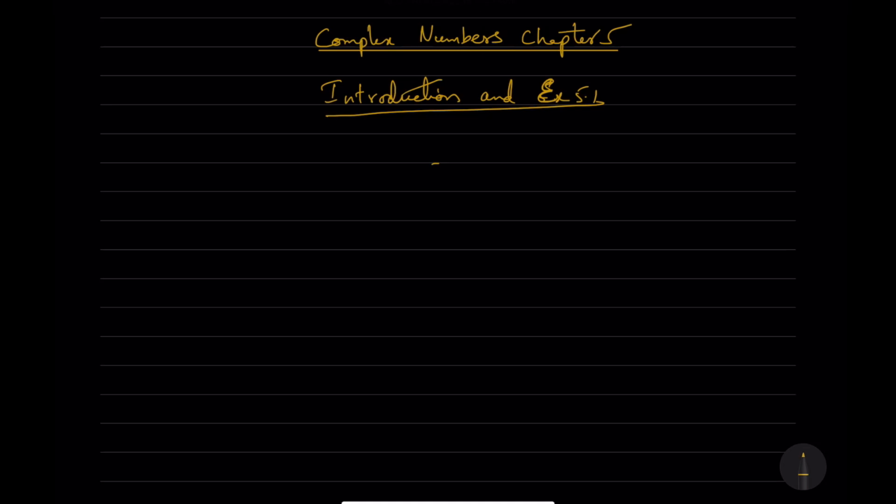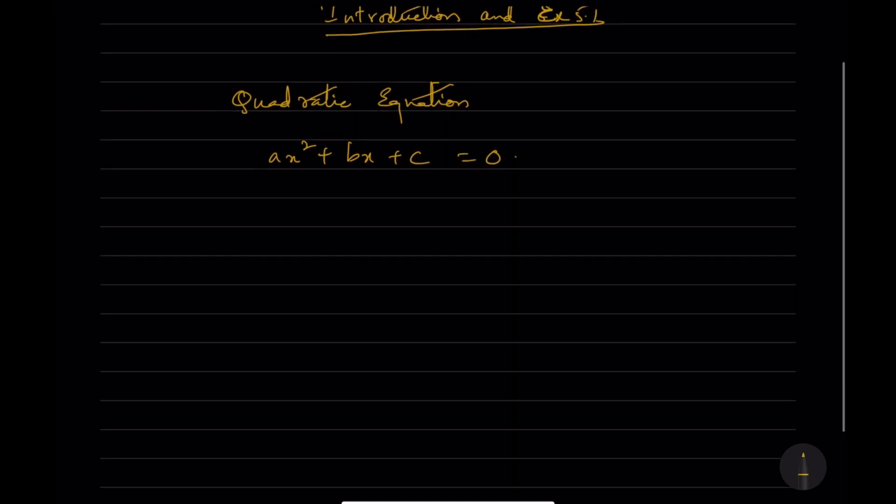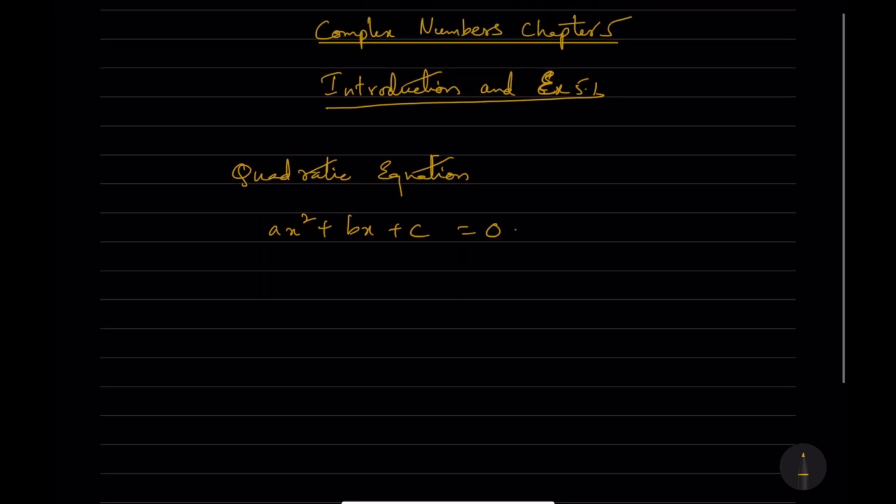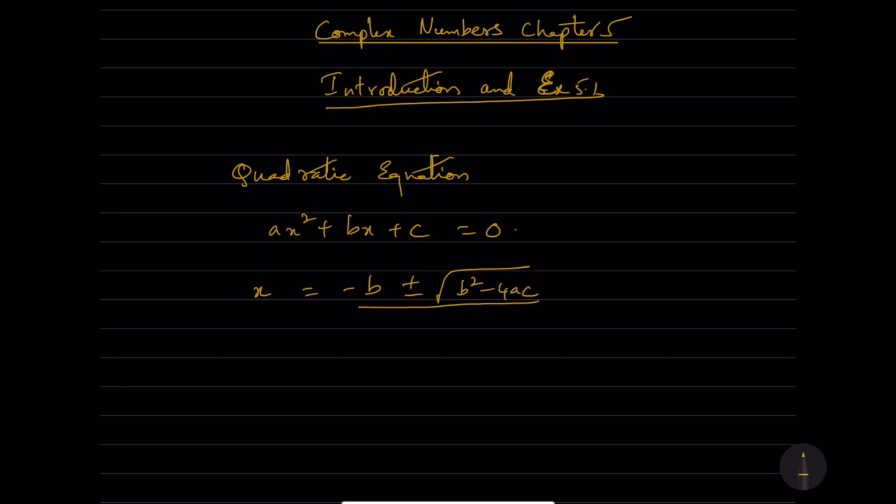So here we have already seen what is a quadratic equation. We all know what a quadratic equation is. We write it as ax square plus bx plus c is equal to 0. So here in previous 10th class we have learned how to find out the roots of this. So what is the root? We find out x as equal to minus b plus or minus root of b square minus 4ac by 2a.